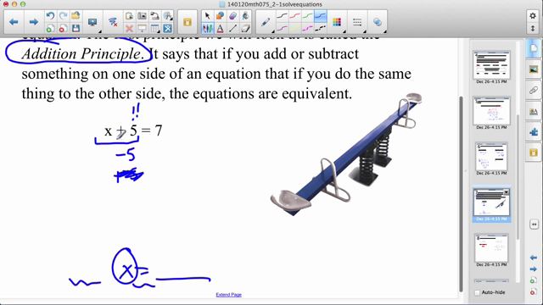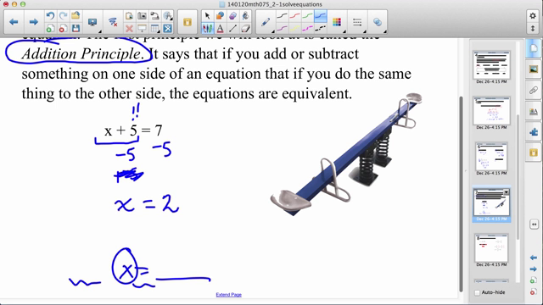The principle says if you do it to that side, you've got to do it to this side. Now on this side, 5 take away 5 comes out to nothing, so on the left side I just have an x. On the other side, I have 7 take away 5, which is a positive 2. So 2 would be a solution to that equation, and you probably saw that right off the bat.